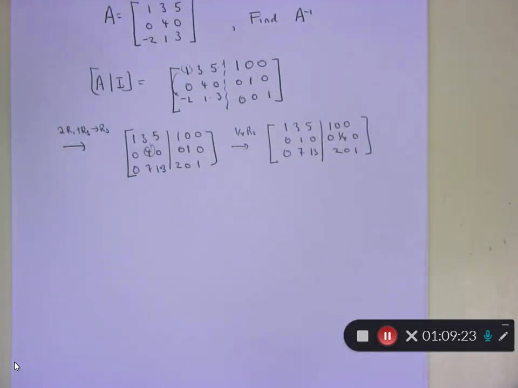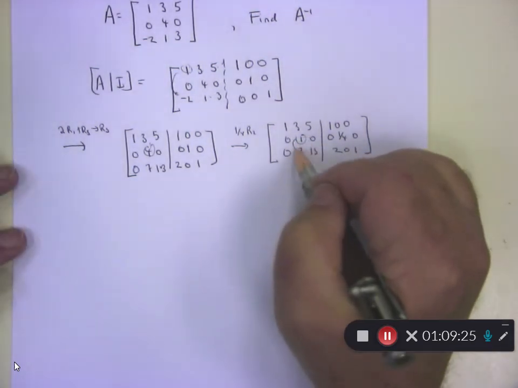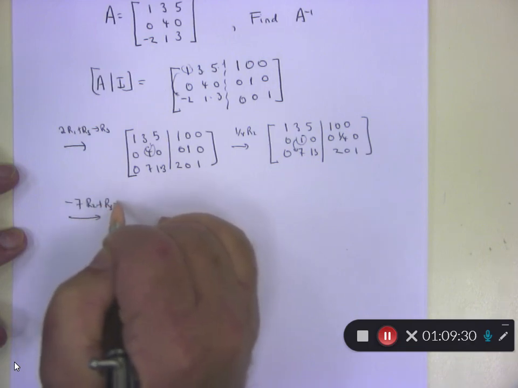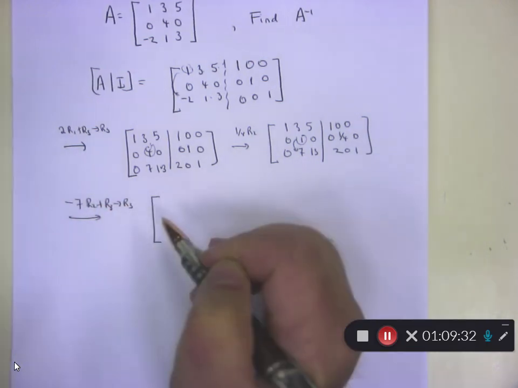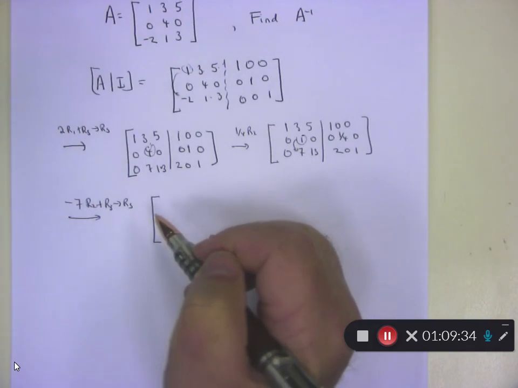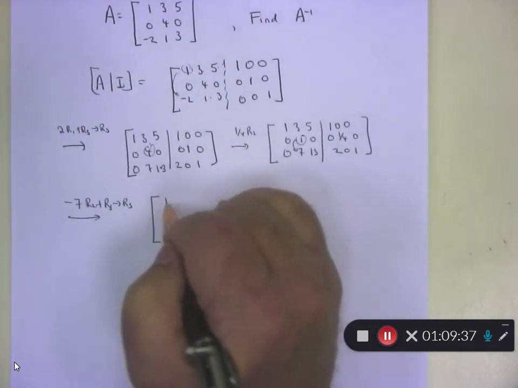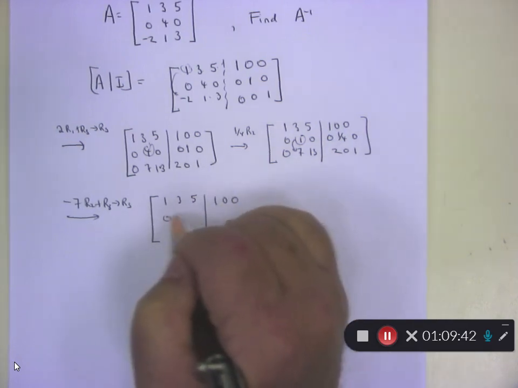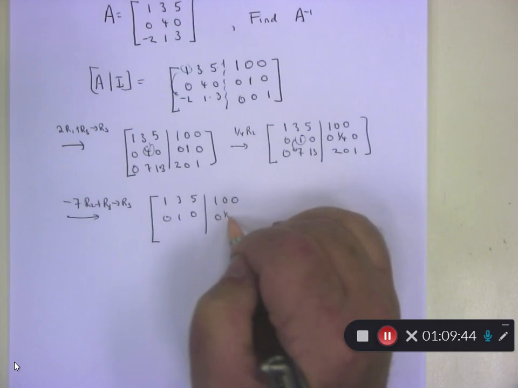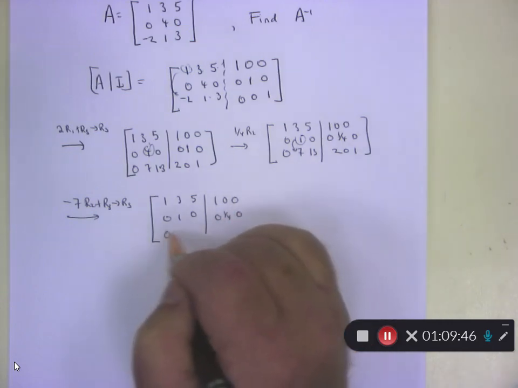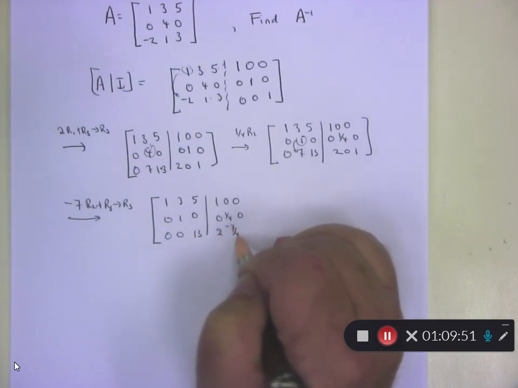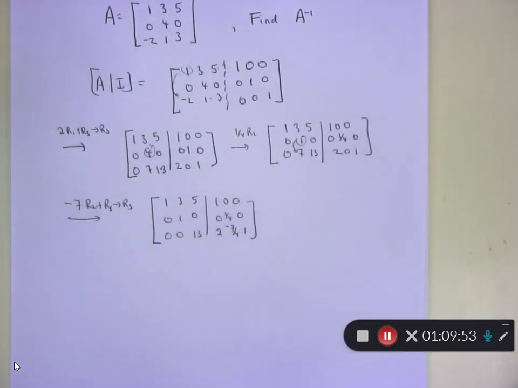What's my next move? Take this, sweep down and get this guy. That's negative 7 times row 2, add it to row 3, replace row 3. When I do that, I end up getting this: 1, 3, 5, augment 1, 0, 0, 0, 1/4, 0, and I get 0, 0, 13, 2, negative 7/4, 1. I went ahead and did the math for you on that one. What's my next move?